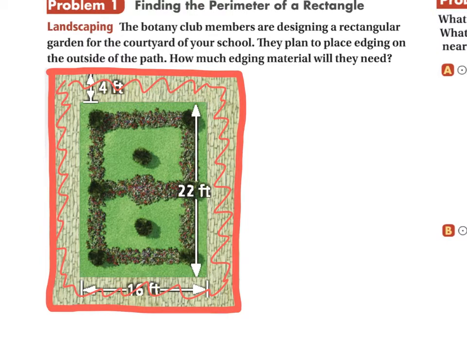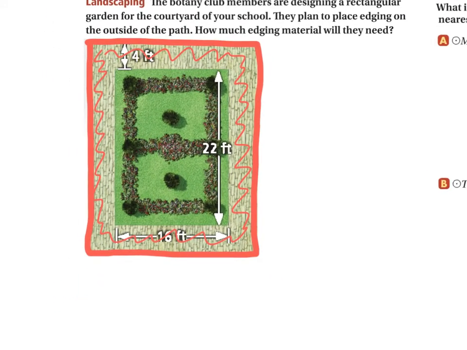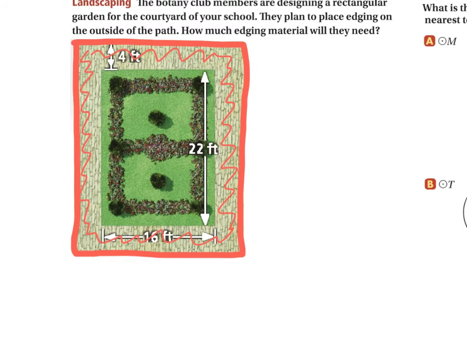Okay, so to do that, we have to know its base and height. So, look at the inside. Look at the actual garden. Do we know the base and height of the actual garden? Yeah, they tell us this is 16. Oops, helps if I have a pen going. This is 16. This is 22. Which one do you want to call your base? It doesn't matter, but yeah, okay, 16's on the bottom, so let's call it the base. Okay, so 16's our base.